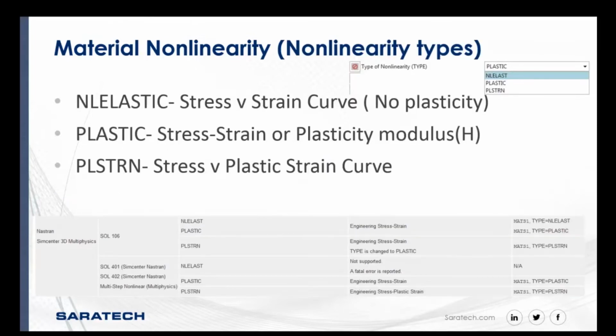So these are the nonlinear material models that we can set up inside Simcenter. These are the types of nonlinear models: nonlinear elastic, plastic, and plastic strain. Nonlinear elastic has no plasticity, and you just enter in the stress strain curve. The next is a plastic model. For this one, you enter in the stress strain curve or the plasticity modulus, but it does have plasticity. The next one is plastic strain. This time we enter in the stress versus the plastic strain instead of the normal strain.